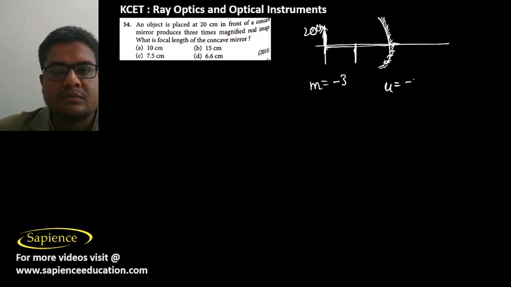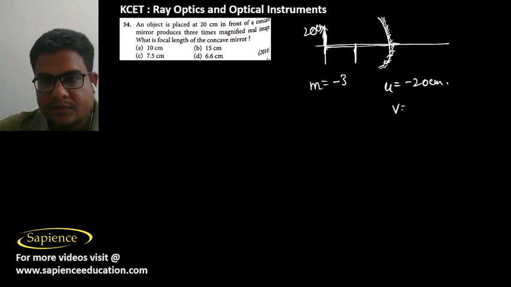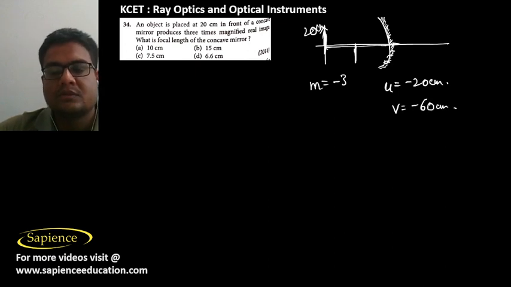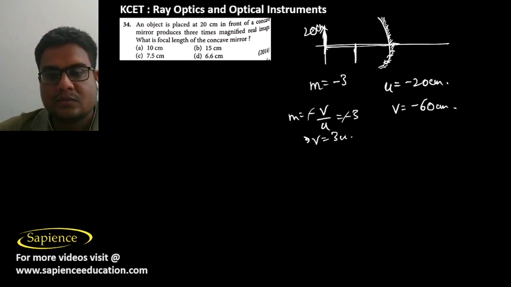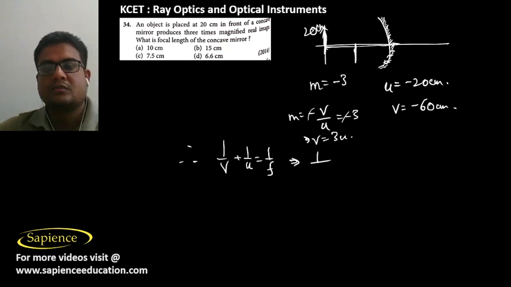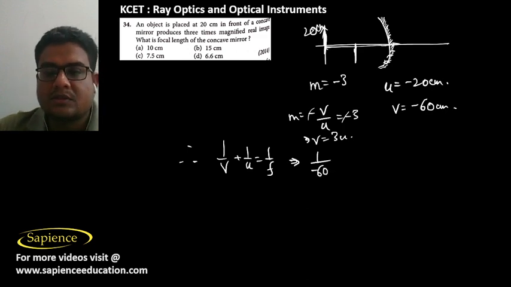So here u is -20 centimeter and v is -60 centimeter. Since m is equal to minus v by u, which is equal to -3, so v is equal to 3u. Therefore, for a mirror, we should have 1 by v plus 1 by u that is equal to 1 by f. So 1 by v is -60 centimeter plus 1 by u that is -20 that is equal to 1 by f.